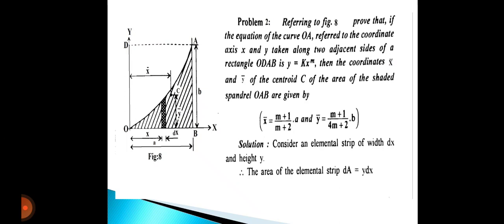Now, consider an elemental strip, just like the previous problem, of width dx and height y. So, the area of the elemental strip is dA equals y into dx. Now, the coordinate of the centroid of the area dA is x comma y by 2. Now we have to calculate x bar. So x bar is integration x dA by integration dA. So putting the value of dA and the limit 0 to a, finally, just by integration, we will get the value of x bar, that is m plus 1 by m plus 2 into a.